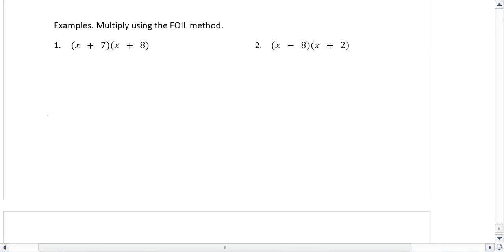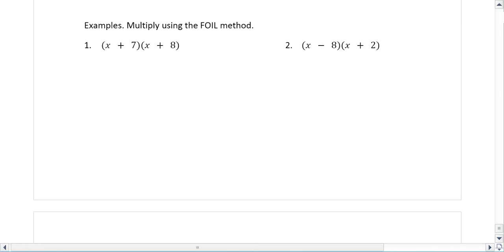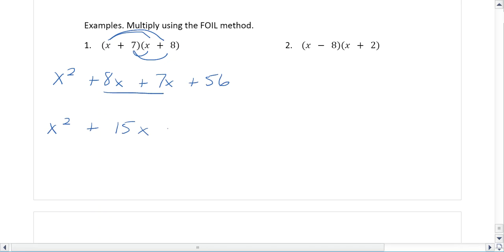Let's do a few examples together now, practicing the FOIL. In example 1, first times first is x squared. Outer product is 8x. Inner product is 7x. And last times last is 56. Combining these two middle terms, I get 15x plus 56. This trinomial is your answer. There's no more like terms to add.